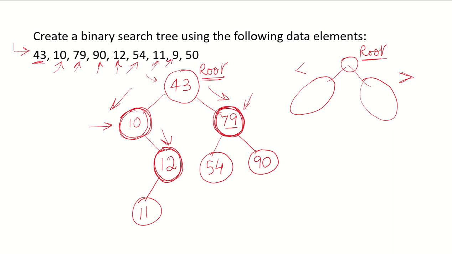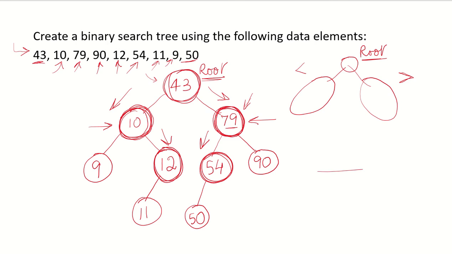Next is 9. Comparing again with the root node, then the node 10, 9 is smaller than 10, so it will go to the left subtree of this node 10. Next element is 50, which is greater than the root node 43, so it will go to the right subtree. Compare it with 79. It is less than 79, so it will go to the left subtree. Compare it with the node 54. It is less than 54 also, so it will go to the left subtree of 54.